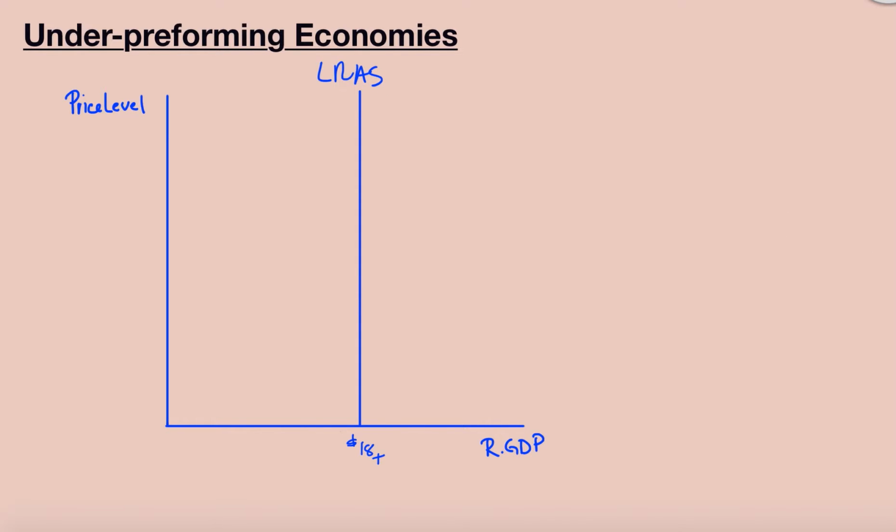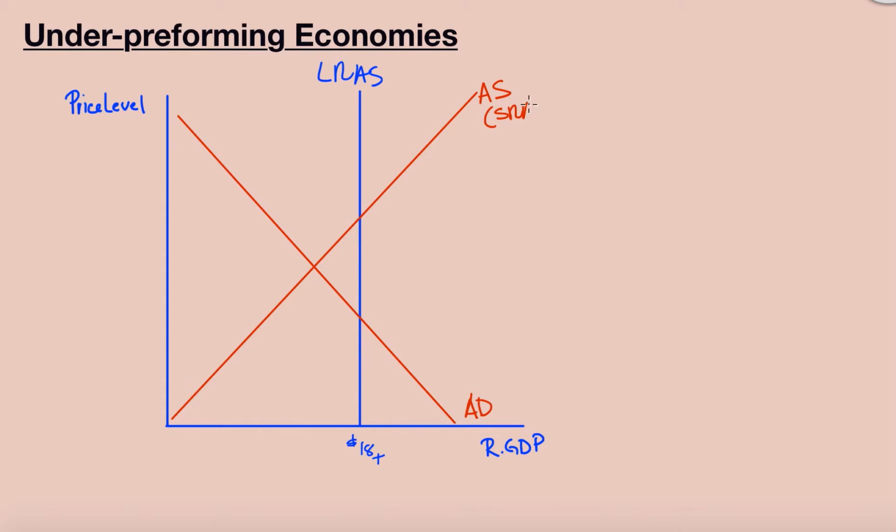And let's see what happens when our long-run aggregate supply curve is not in a long-run equilibrium with our short-run market. Well, if our aggregate demand curve and our short-run aggregate supply curve intersect to the left of our long-run aggregate supply curve, that means that we are currently at a level that is less than our full employment or potential level of GDP.